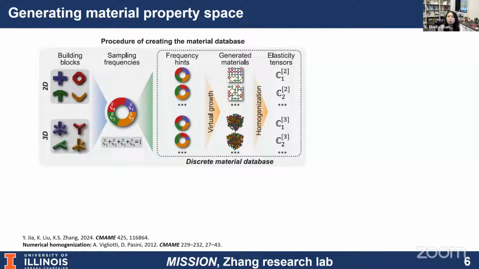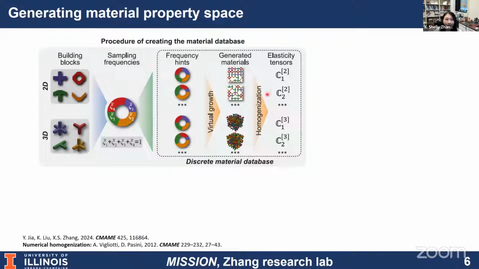So now we know how to virtually grow these building blocks in the whole domain. The next step is what is the relation between the frequency hint and the mechanical property? So basically the constitutive relationship. So here we achieve that using a data-driven approach. We will begin by prescribing 4 building blocks, the one that I just showed in 2D and another 4 in 3D. And then we will uniformly sample the frequency hints in the hyperplane. And then we will generate the corresponding architecture following this generated frequency hint.